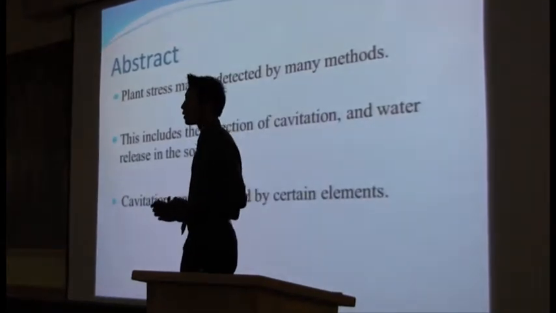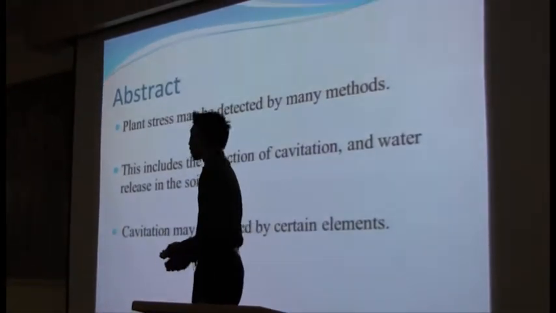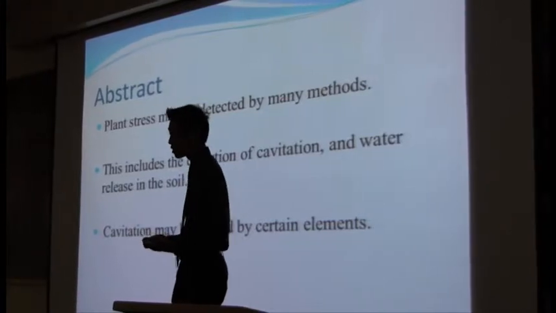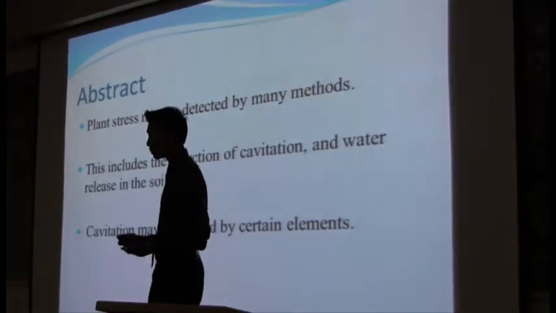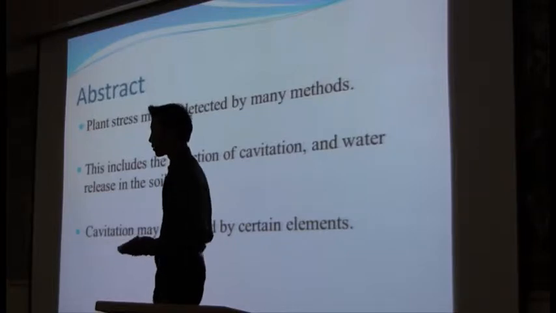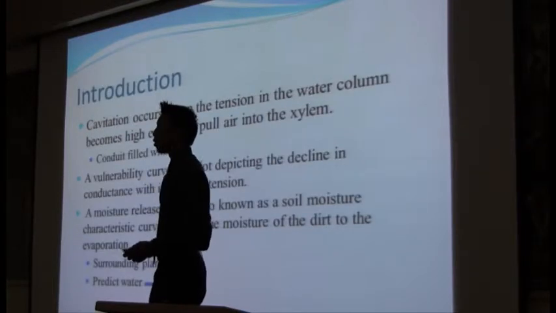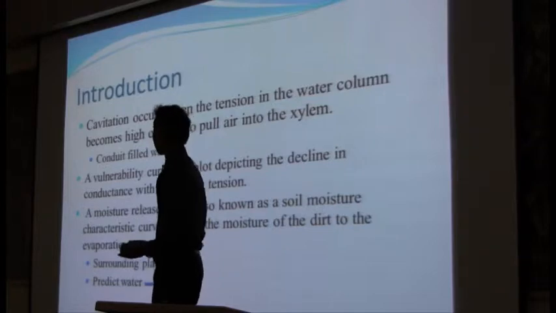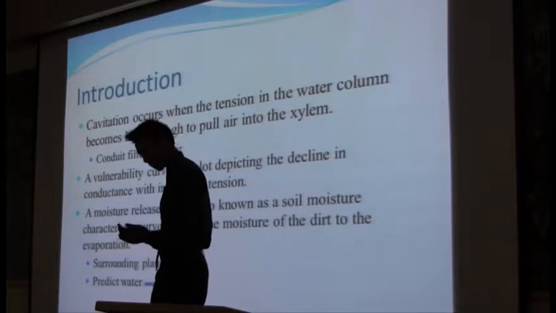Plant stress may be detected by many different methods. This includes the detection of cavitation and water release in the soil. Cavitation can also be caused by certain types of elements. Cavitation occurs when the tension in the xylem column becomes high enough to pull air into the xylem, or when the column gets filled with air.